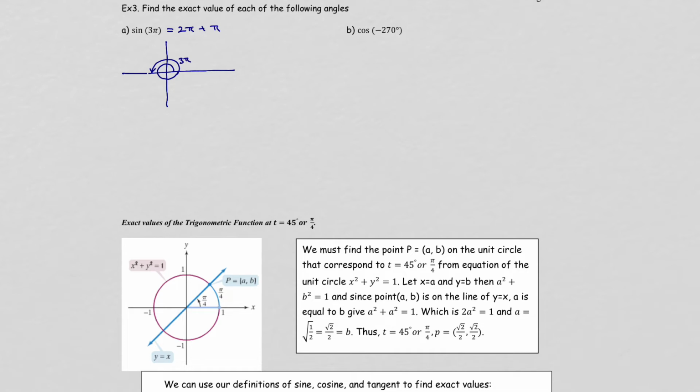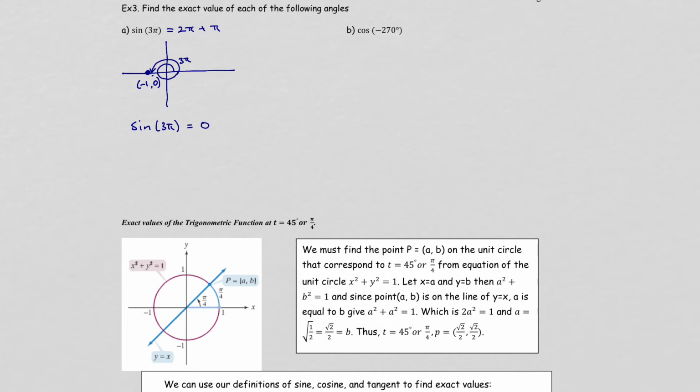And then we're looking at finding the exact value. So let's say this is going to be the point. This is where your point has to be. And the point will give you your coordinates of -1 and 0, right? So your sine has to be your y value. So sine of 3 pi is going to be your y value, 0.